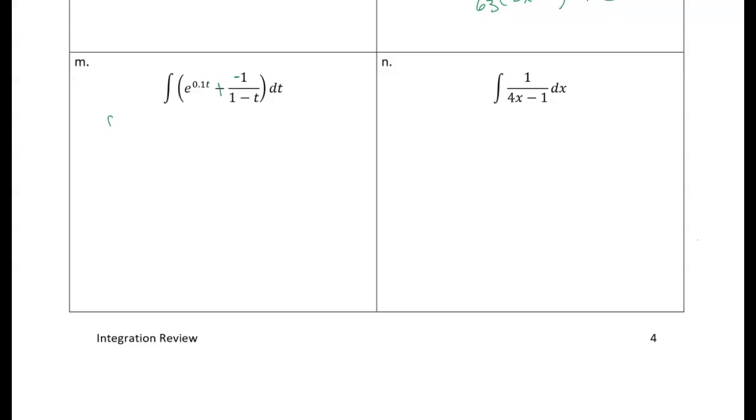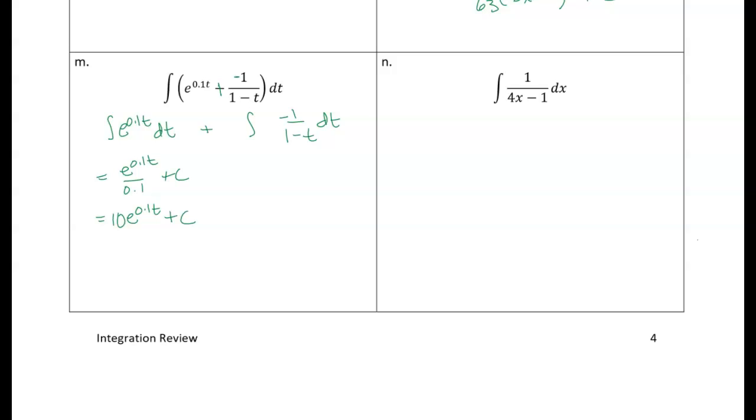So I'm going to integrate the e to the 0.1 t dt, and I'm going to add to that the integral of, I'm going to make it minus 1 minus t dt. Okay, so this left-hand side is fairly straightforward, right? So we get e to the 0.1 t over 0.1 plus c. And this is just 1/10, so 1 over 1/10 is 10, so it's 10 e to the 0.1 t plus c. That's the left-hand side there.